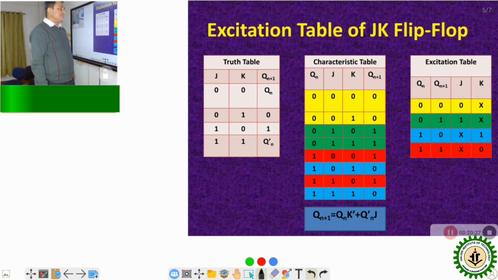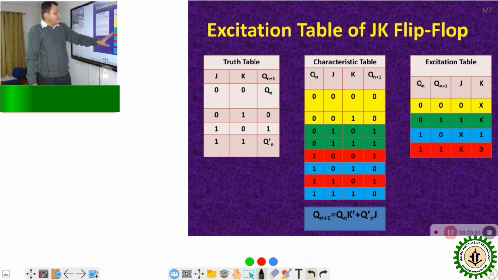Now, what is the next transition from present state to next state? That is 1 to 0. So this is the third row, for 1 to 0. Now we have to find out the possible combinations of J and K for which 1 is transforming to 0. Look at these blue rows: present state is 1, next state is 0. Here also present state is 1, next state is 0.